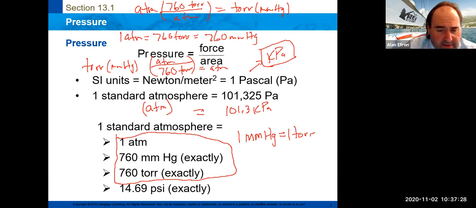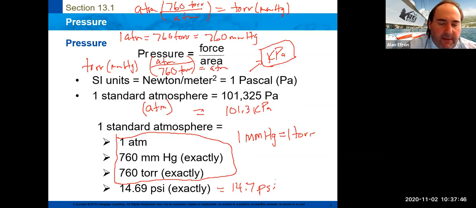Also, an atmosphere is equal to 14.7 psi, pounds per square inch, like when you fill up your car tires or bicycle tires. So 14.7 psi equals 1 atmosphere.